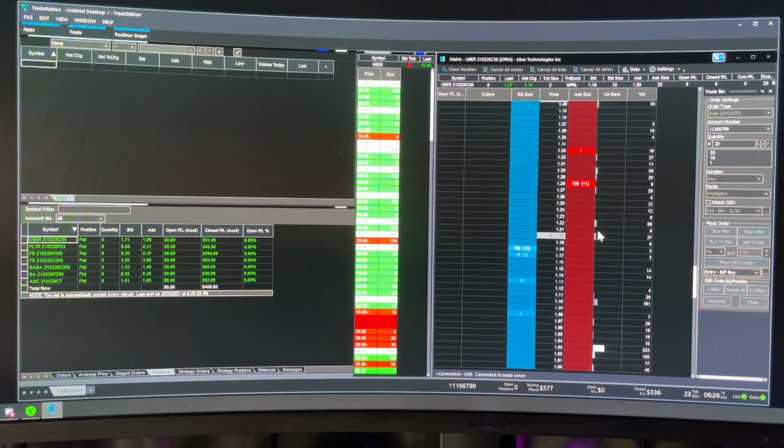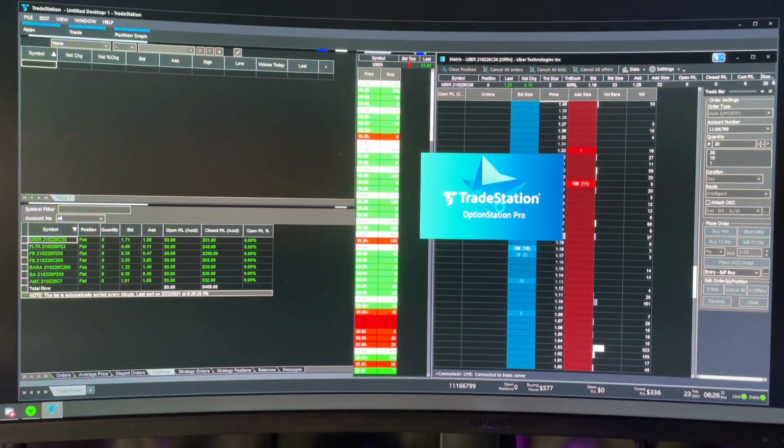So I'm going to go over how I use this. The first thing I look at is my time and sales, which is right here in the middle. You guys can see all the orders here. The green is obviously buyers. Red is obviously sellers. So what I'm going to do is go ahead and put up my Option Station Pro.